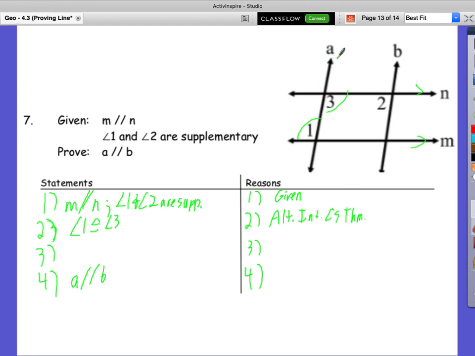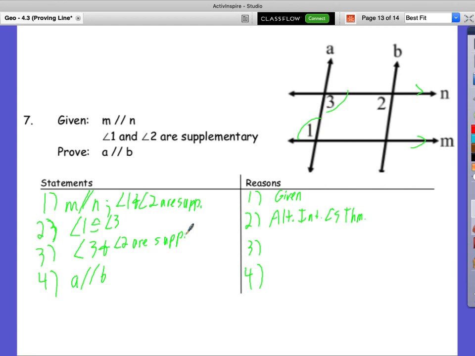Okay, well now if 1 is congruent to 3 and 1 and 2 are supplementary, we don't know that 3 is congruent to 2, but 3 and 2 are what? Supplementary. Now if we're saying 3 and 2 are supplementary, we're actually not using the transitive property here.